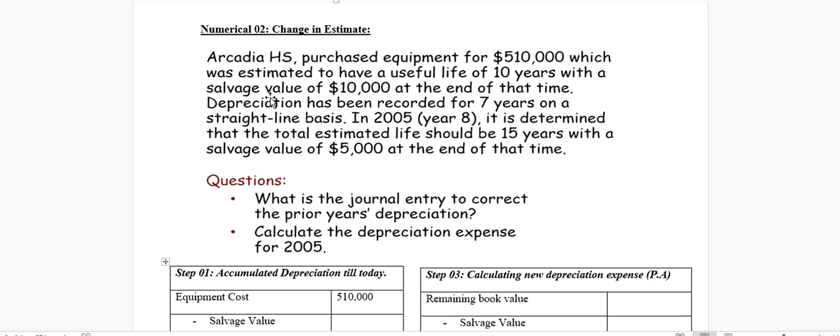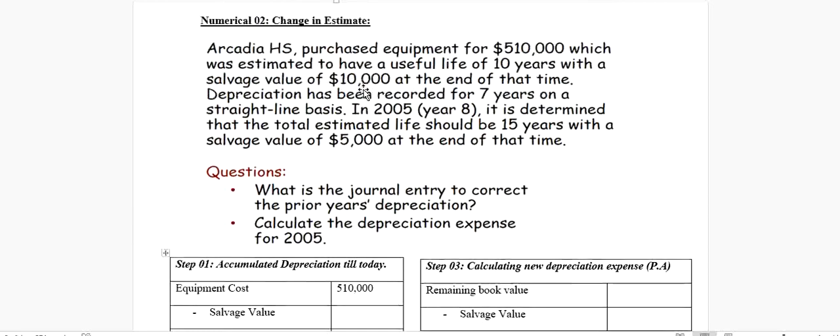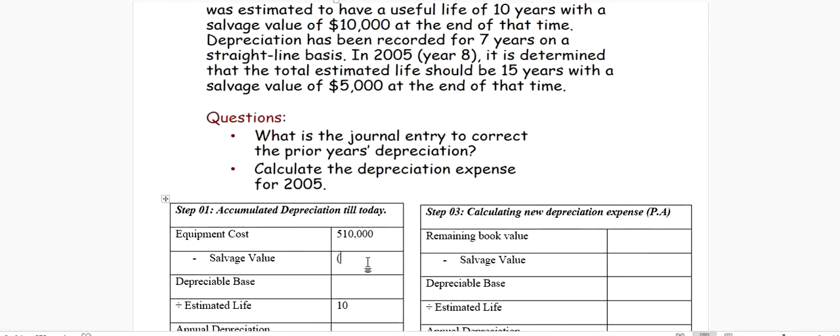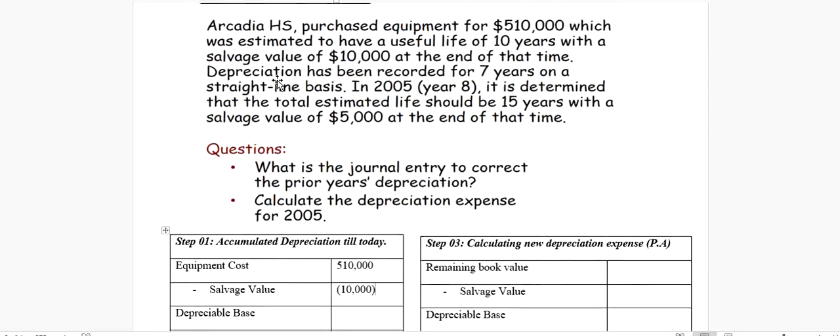Then we have a salvage value of $10,000. So we do have salvage value, and I will write it in its own place: salvage value at the end of that time. Now depreciation has been recorded for 7 years on a straight line basis. So 7 years back, when we purchased the equipment, it cost us $510,000, having a life of 10 years and a salvage value of $10,000 at the end of the 10th year. We have recorded depreciation for these 7 years on a straight line basis.